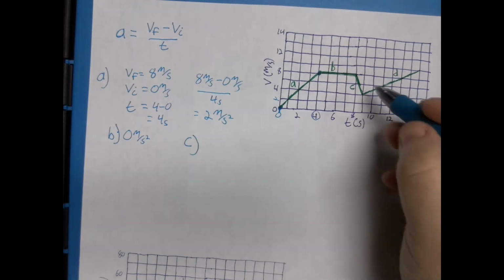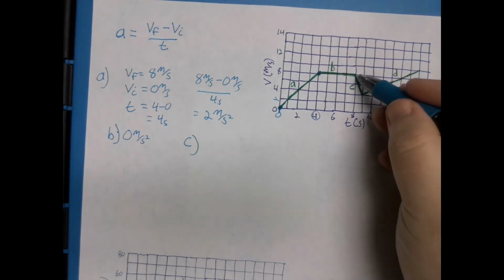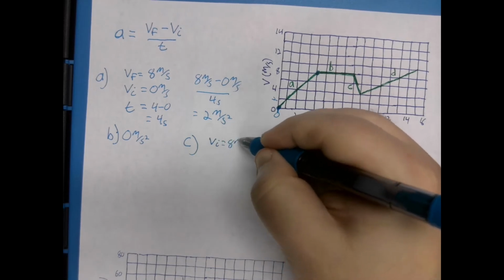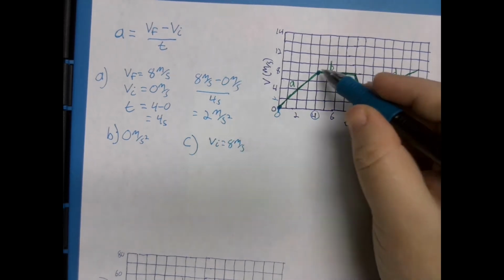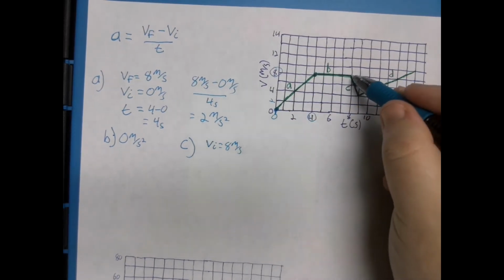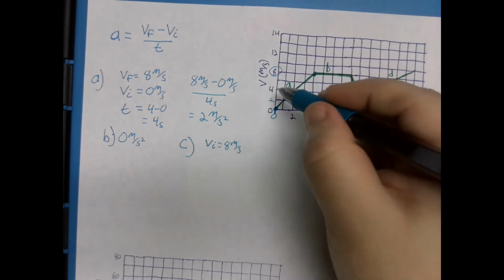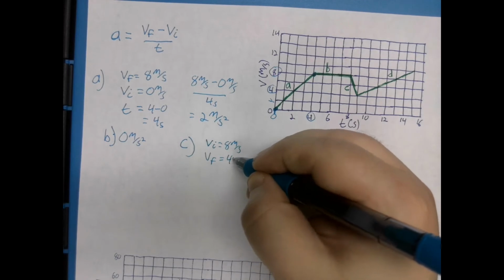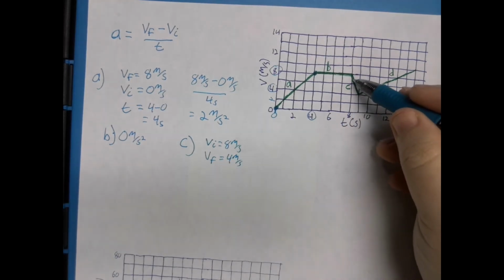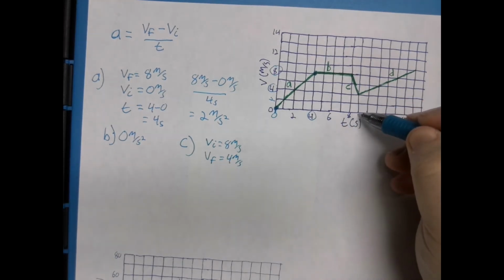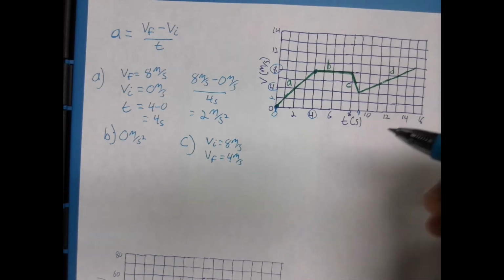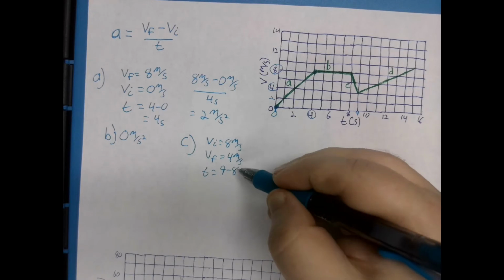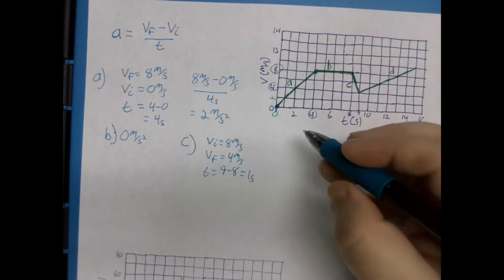So C, we began at 8 meters per second, so our initial velocity is 8 meters per second. And then at the very end, our speed was 4, so our final velocity is 4 meters per second. If we look, this was in between 8 and 9, so we have a time difference between 9 seconds and 8, which is just 1 second.